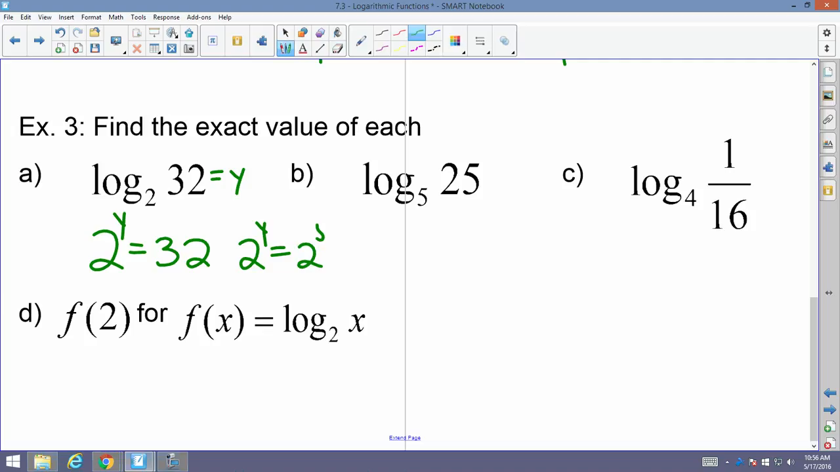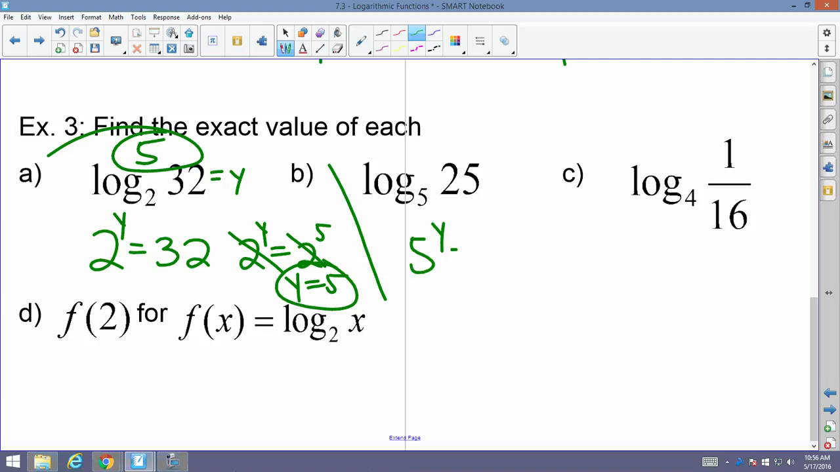2 to the 5th. So my value of this is 5. It doesn't matter the y; I just put the y in there to stay consistent. But you're not really solving for y. You're solving for the actual value of this, and in this particular case, that is the exponent. For b, I got 5 to the y equals 25, which is 5 squared.